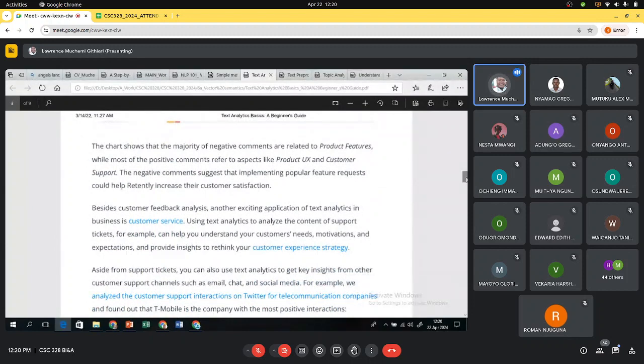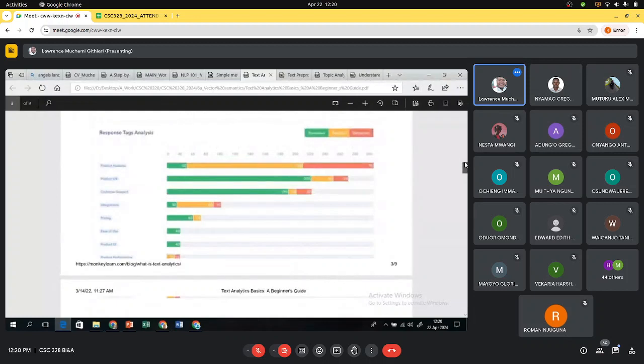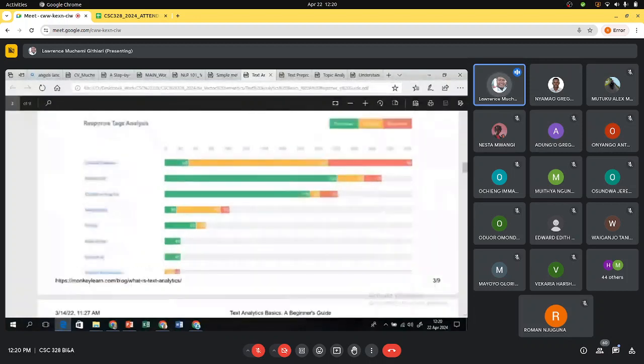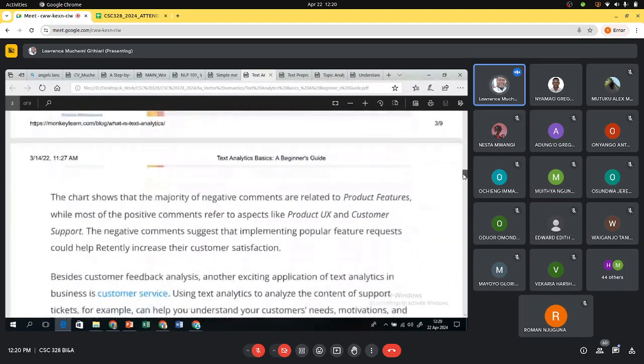So the next thing is just describing what's up there. The chart shows the majority of the negative comments, blah blah blah. So they're just showing this. So if you are the manager, what could you have done? The product features, there are so many people who are passive, but there are also 90 guys who are not very happy with the product features. So many guys are also happy with the product user interface. So there's not much required here. But in terms of the features, you need to really work on it. So it helps you to understand what's happening with your business.